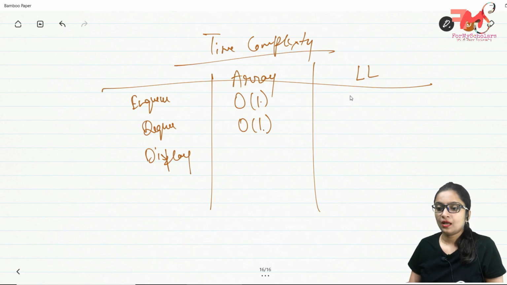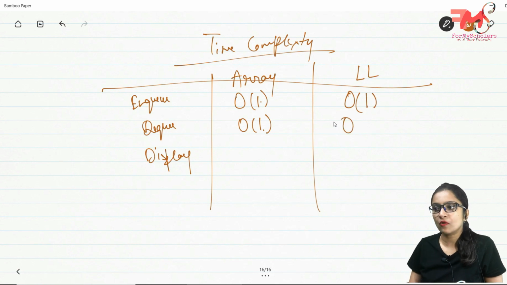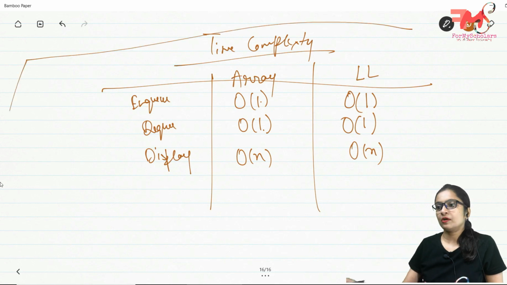And if we talk about the linked list, in case of Enqueue we are just inserting the data at the end of the linked list, and we do not need to traverse all the elements because we have rear as a pointer there. So it will also take big O of 1. For Dequeue, we are just removing the data from the front of the queue, so it will also take big O of 1 time. Now if you talk about display, it will take big O of n because we will have to traverse each element one by one.